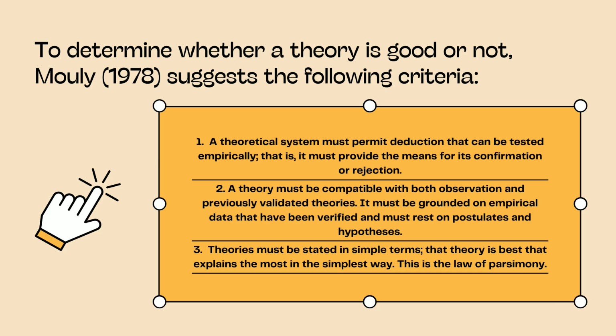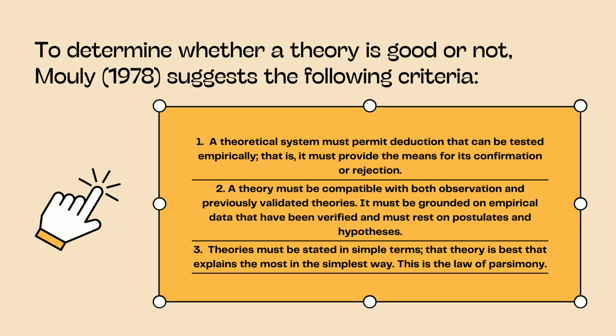Next, to determine whether a theory is good or not, Molly 1978 suggests the following criteria. So first, a theoretical system must permit deduction that can be tested empirically. That is, it must provide the means for its confirmation or rejection. So here, the theoretical system must permit deduction that can be tested through empirical research. There must be confirmation or rejection of your claim based on evidence.